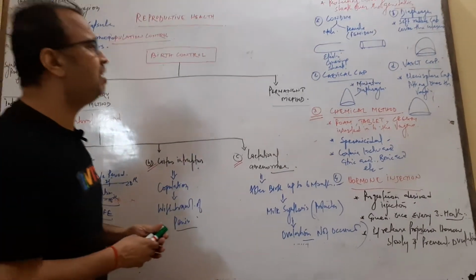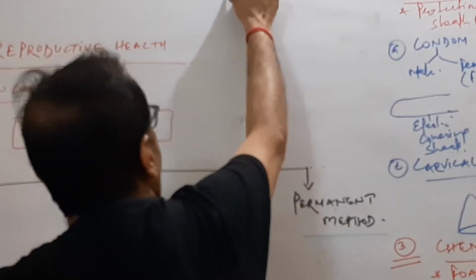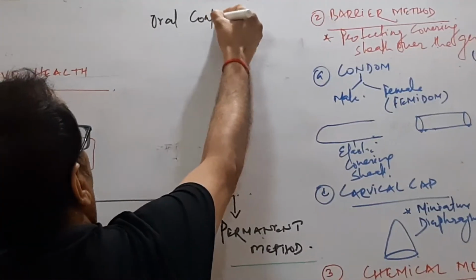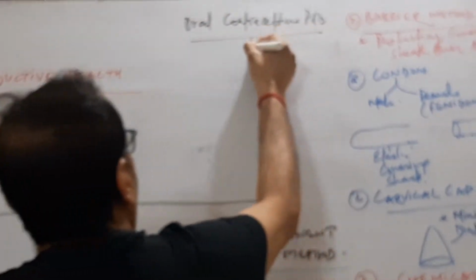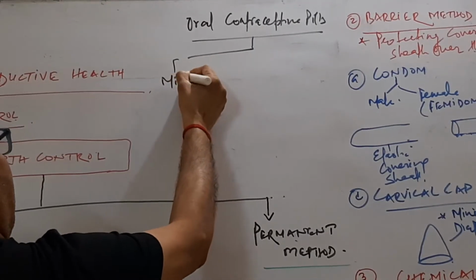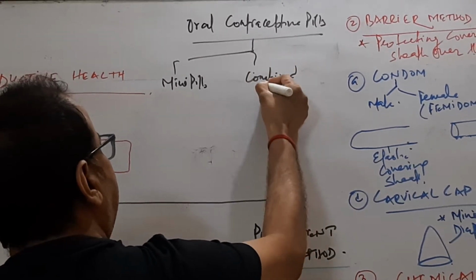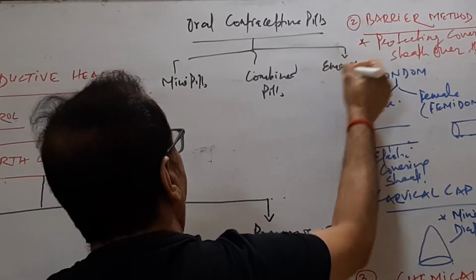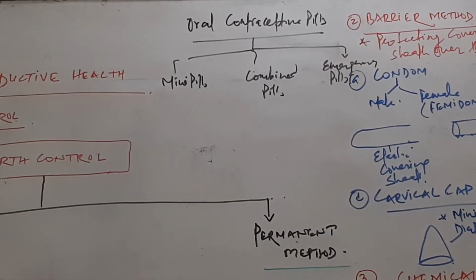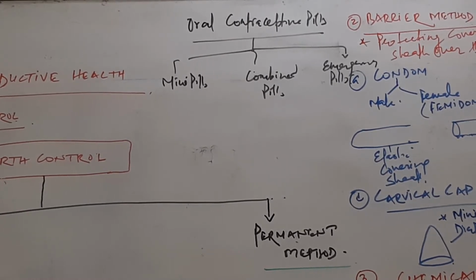Another one is oral contraceptive pills. These pills are of 3 types: one is mini pills, combined pills, and another one is emergency pills. Mini pills contain progesterone only.